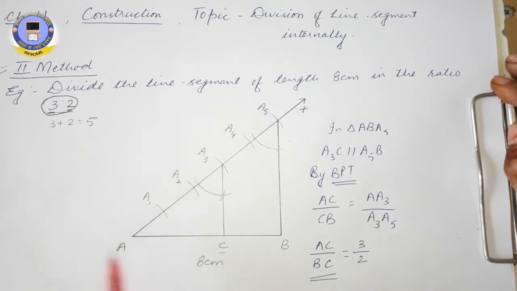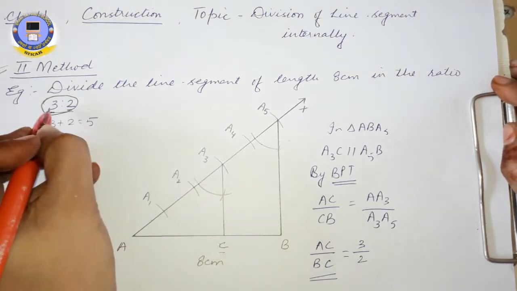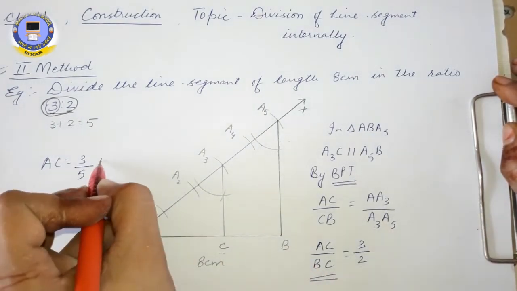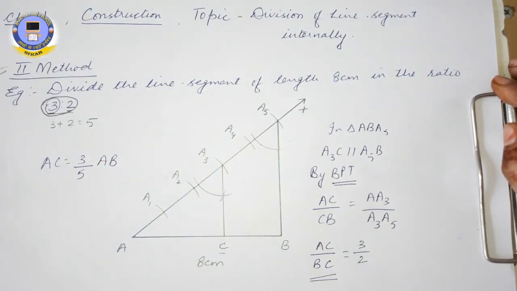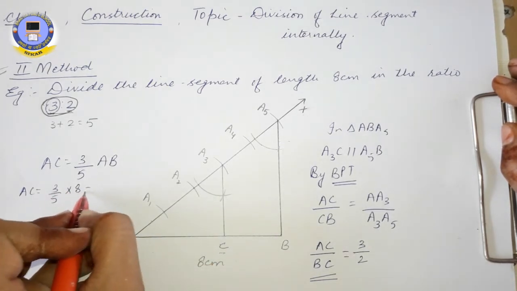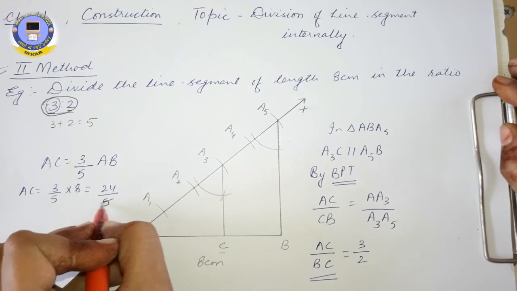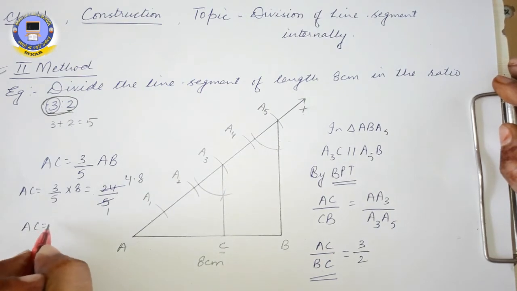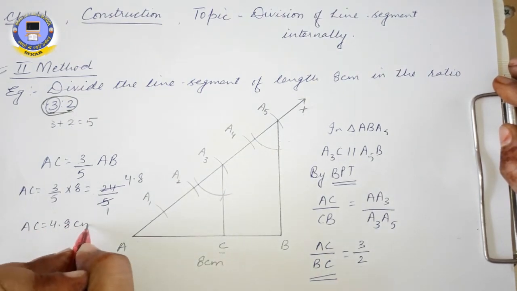Okay? How to justify it by actual measurement, that we have discussed already in our previous class as we did in the first method. जैसे first method में measurement से आपने justify किया था, in the same way we can justify here. AC can be written as 3 upon 3 plus 2, that is 3/5 of AB. AC must be equal to 3/5 of AB. AB is equal to 8 centimeter. So 8 3s are 24, 24 upon 5 gives 4.8. So AC must be equal to 4.8 centimeter.